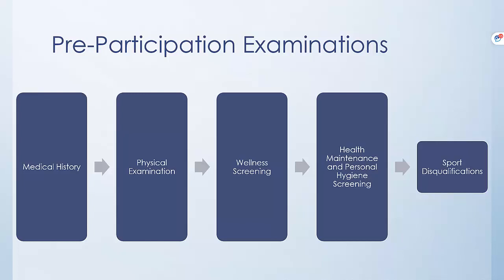A wellness screening should be used to determine if an athlete is engaged in healthy lifestyle behaviors. This should include questions about diet, rest, exercise and weight control, and lifestyle habits that pose a threat to wellness, such as alcohol, drug, tobacco use, and stress. The health maintenance and personal hygiene screening should include questions about skincare, dental hygiene and dental care, sanitation, immunizations, avoiding infectious and contagious diseases, and sleep habits.